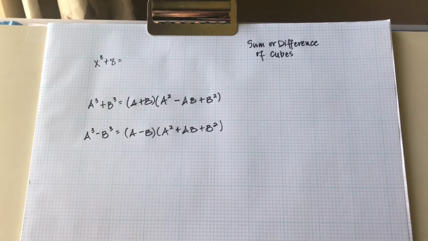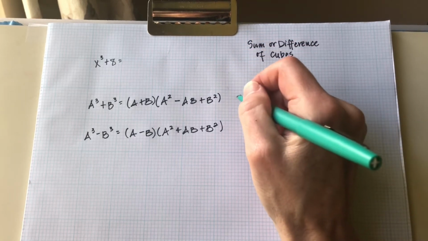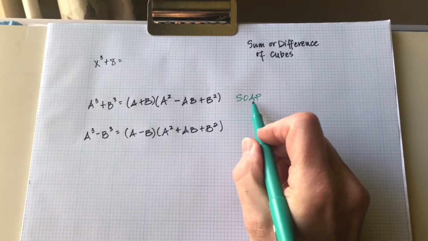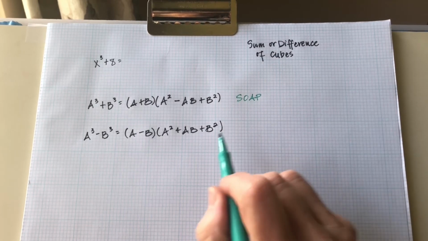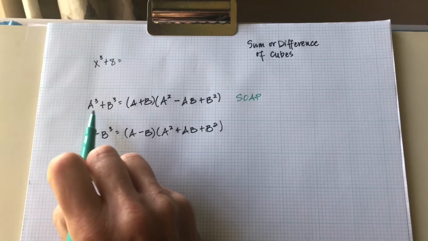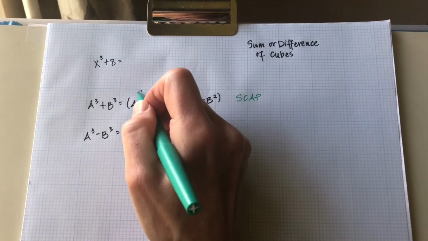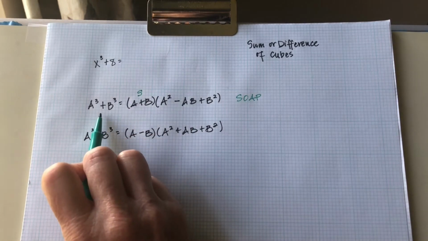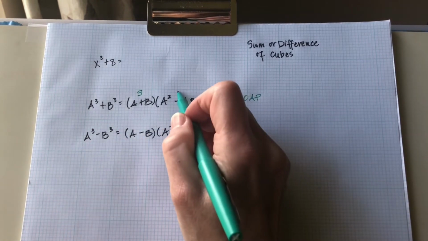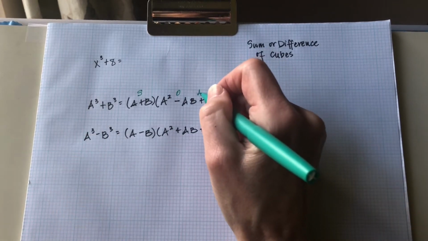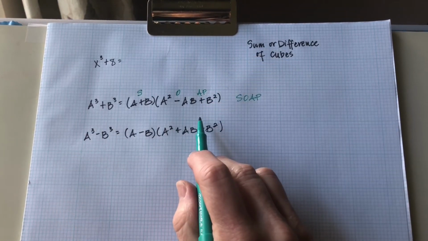So the way to remember for sure what goes where is to use this abbreviation called SOAP, which stands for same, opposite, always positive. So where does that apply? That applies to the signs in these spots. This one's the same as the expression you started with. This one's the opposite of the expression you started with. And then this last one is always positive.